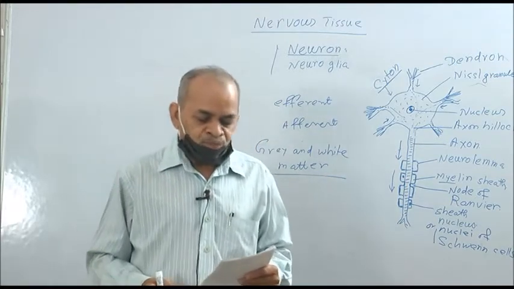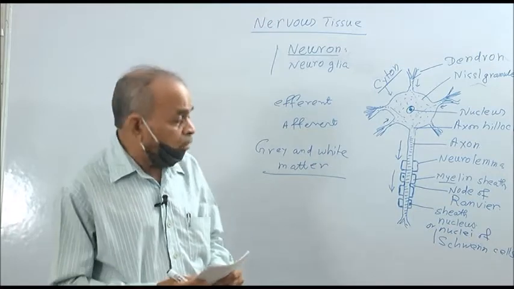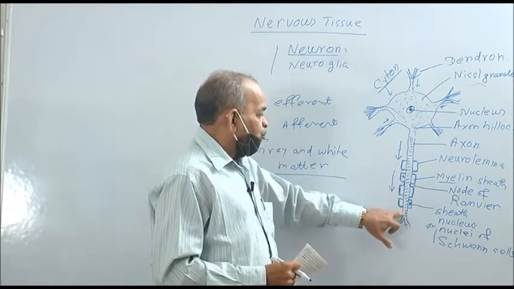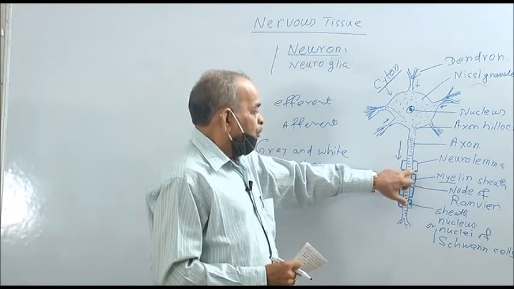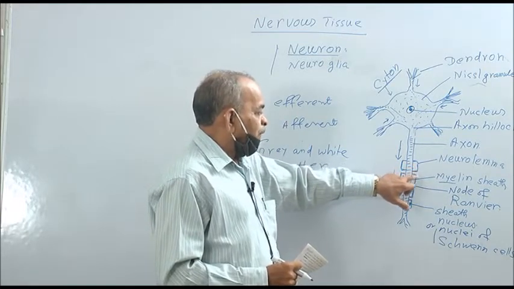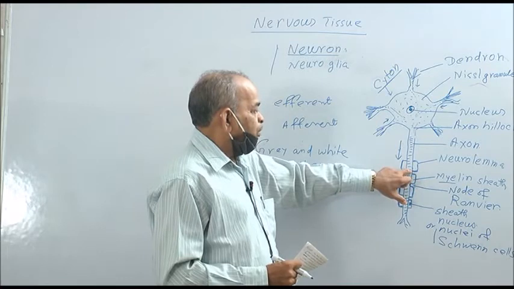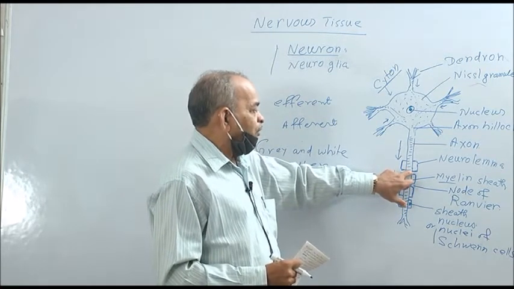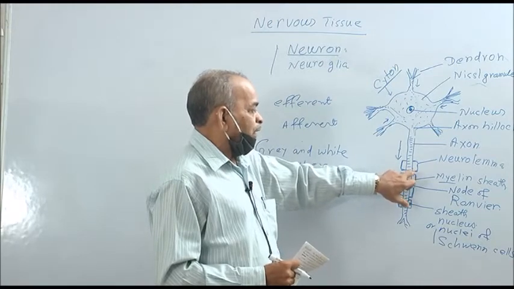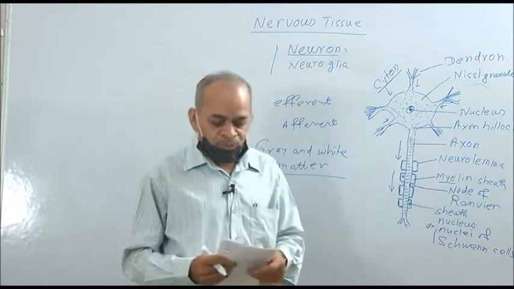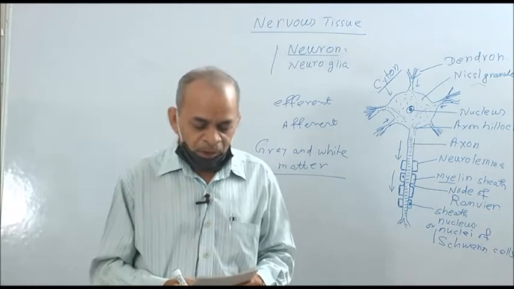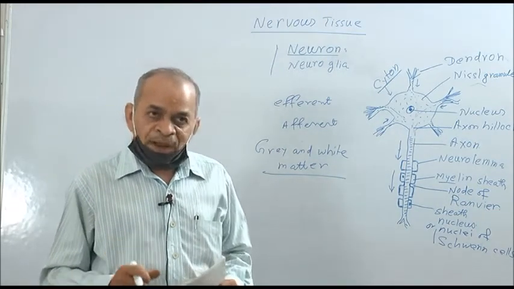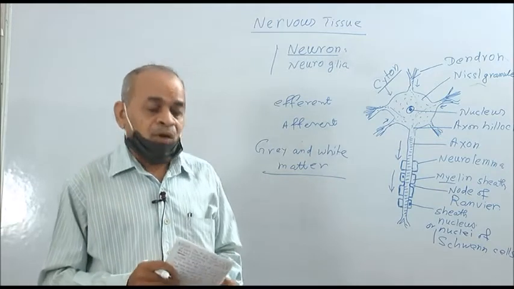Myelin sheath is interrupted at regular intervals. See, it is not continuous. Where there is no myelin sheath, the neurolemma comes in direct contact with the axis cylinder. It is interrupted at regular intervals of about 1 millimeter. Hence, the nerve fiber appears to be constricted.